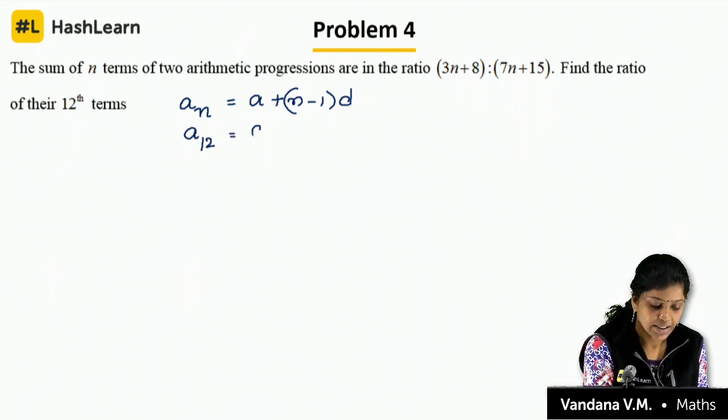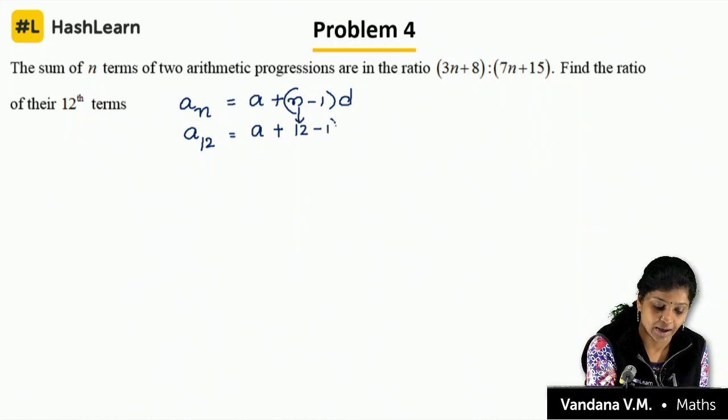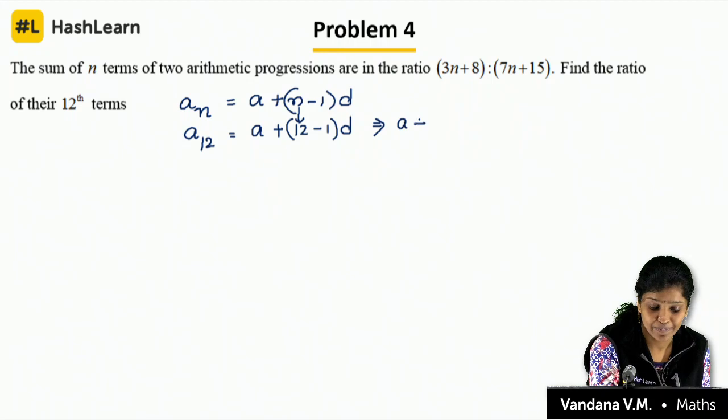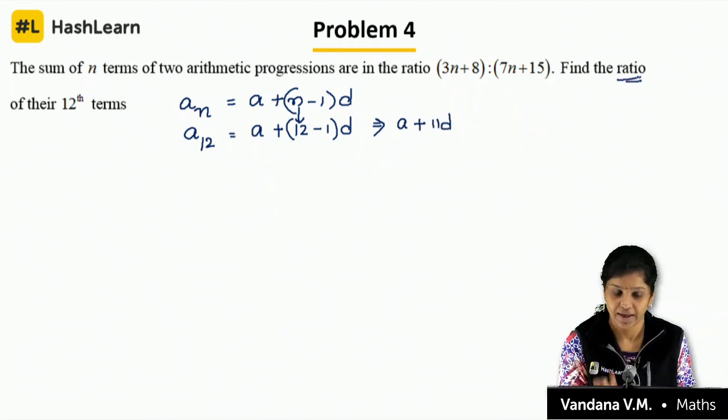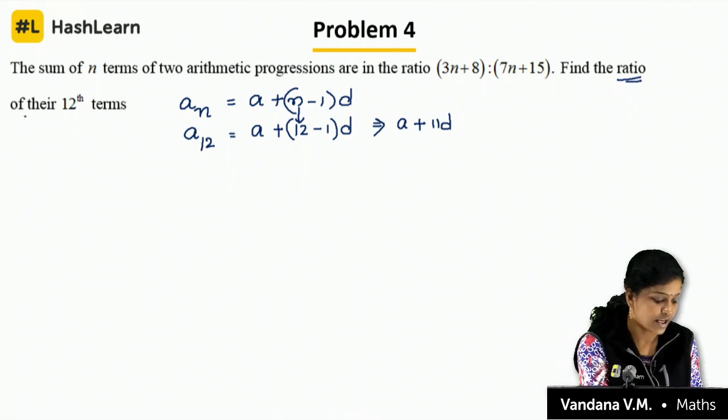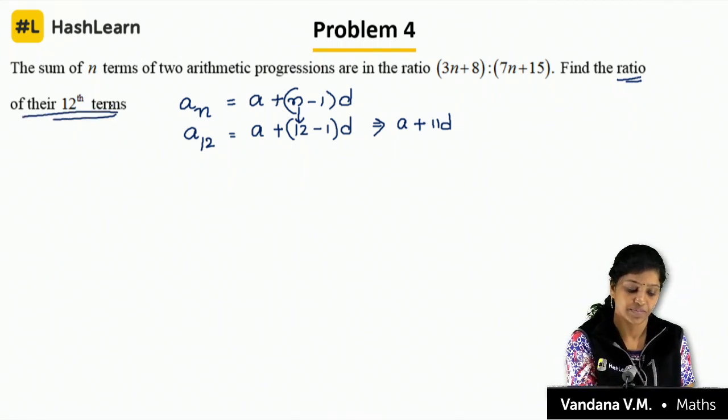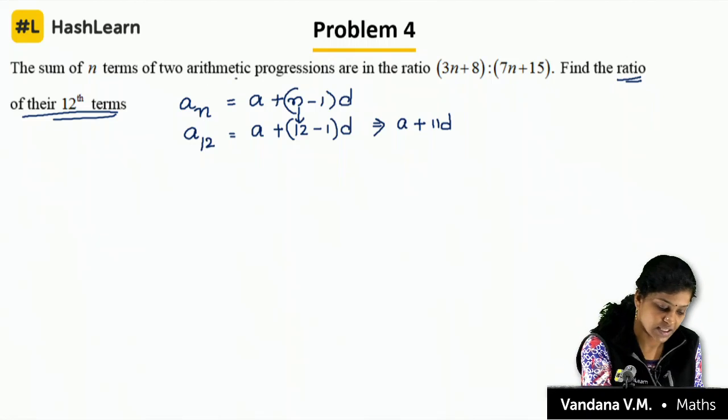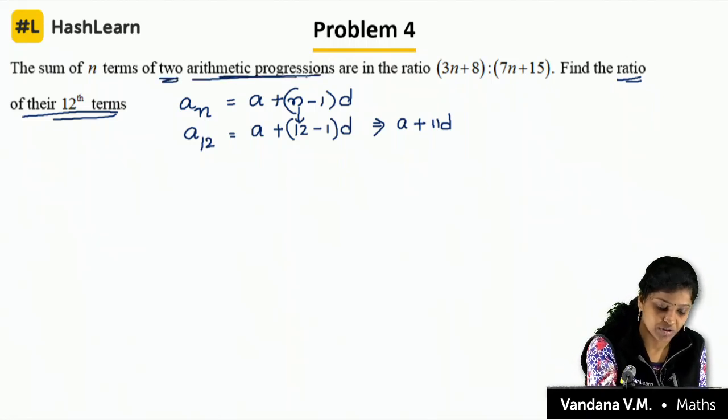12th term means a plus 12 minus 1 into d, in place of n I will write 12, that is a plus 11d. What I have to find out? First you understand what is the given question. Find the ratio of their 12th terms. Their 12th terms means there are two arithmetic progressions.